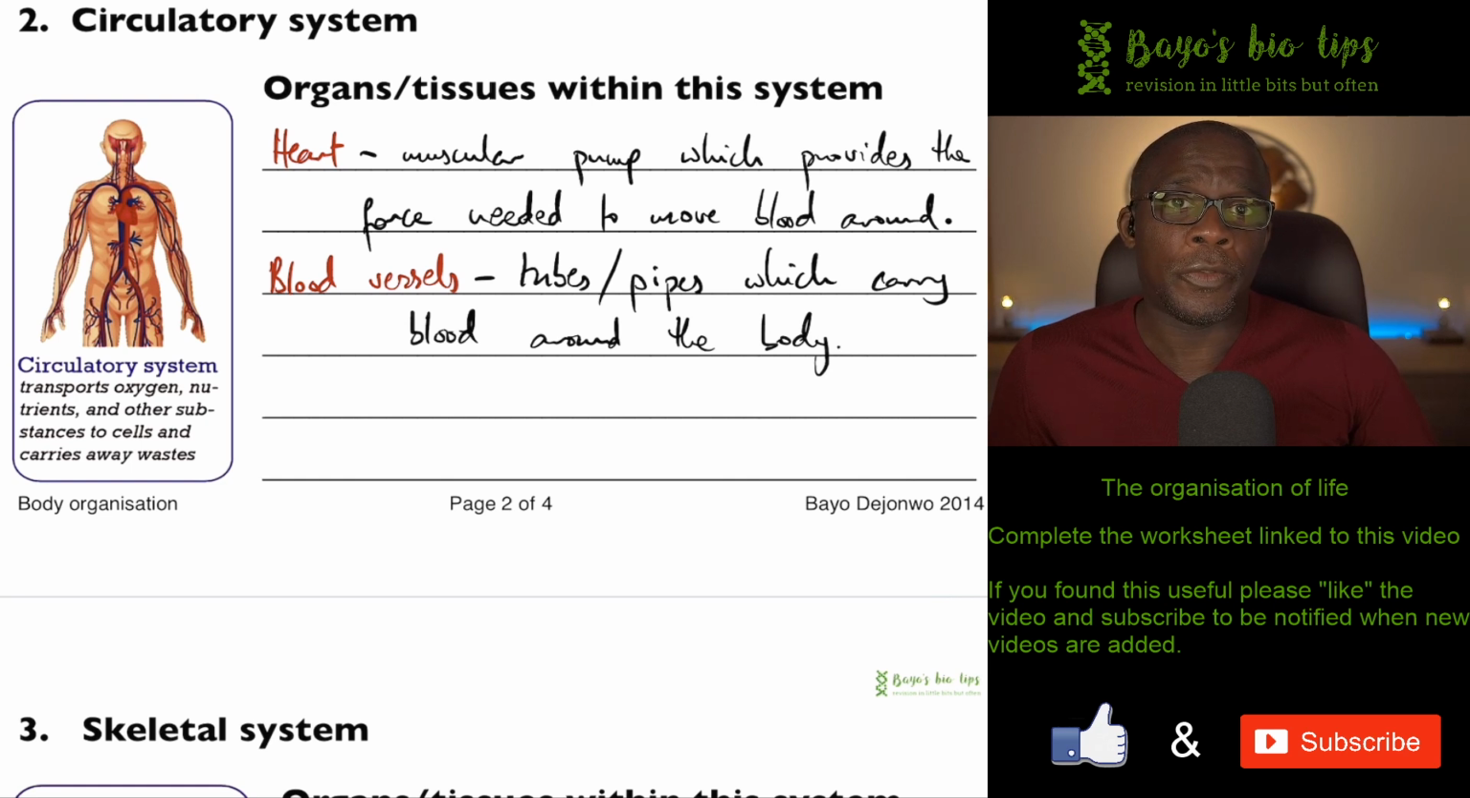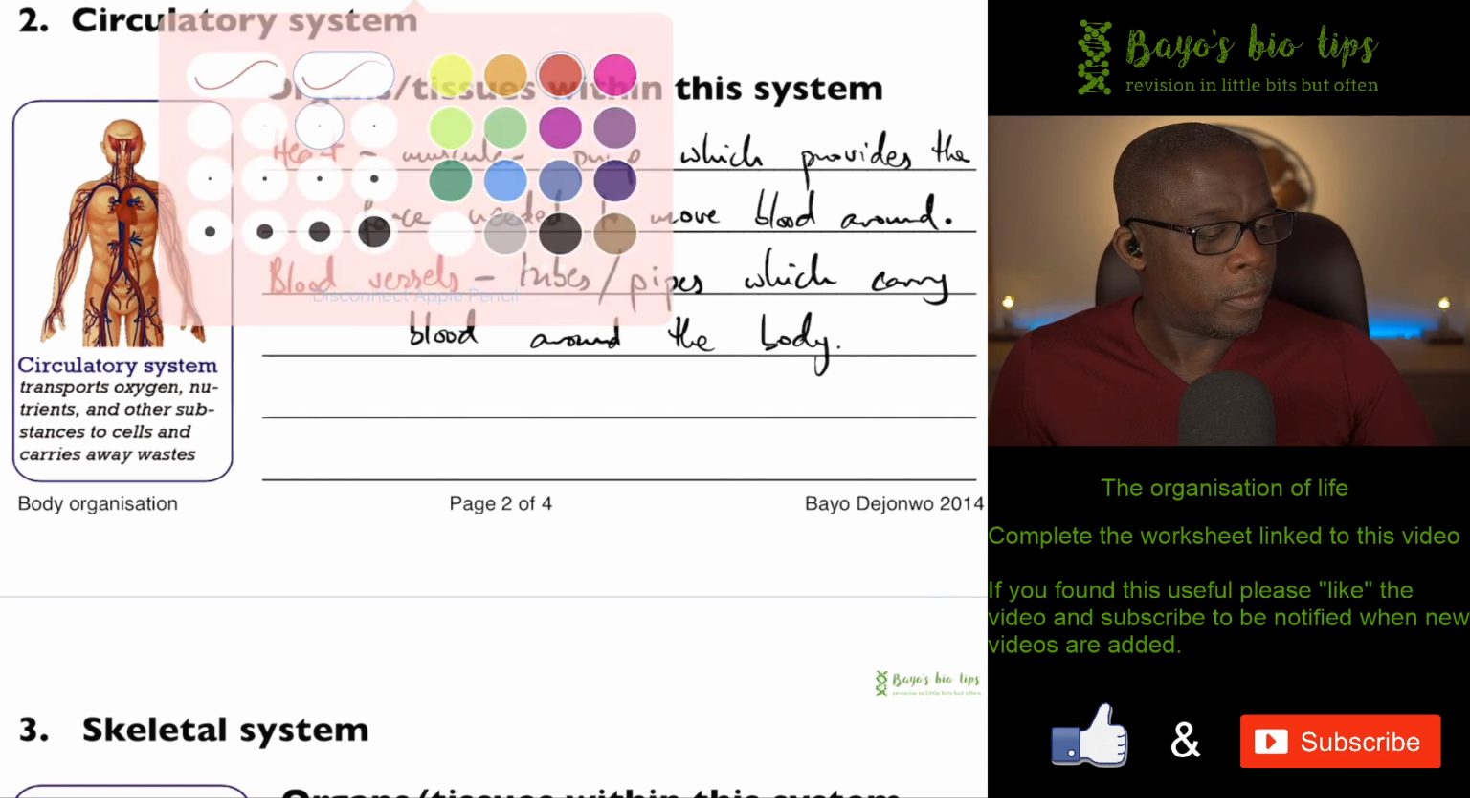And they also facilitate the exchange of substances between the tissues of the body and the blood. So capillaries, for instance, have very thin walls which allow for substances to be moved between tissues and the blood.